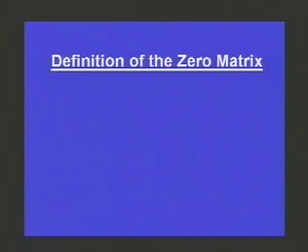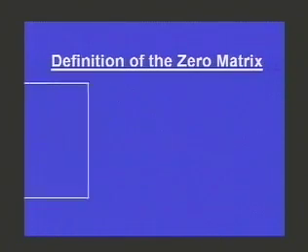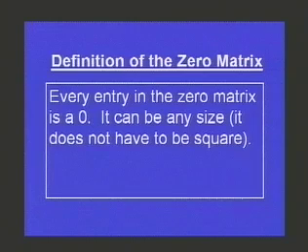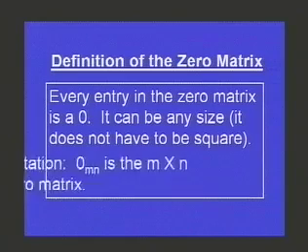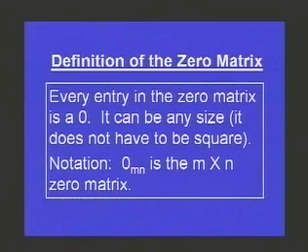Next we move to the zero matrix. The definition of the zero matrix is pretty simple, pretty predictable. Every entry in the zero matrix is a 0. You could have guessed that. It can be any size. It doesn't have to be square. The notation that we use, 0 sub mn, is the m by n zero matrix. In other words, it's the matrix with m rows and n columns, all filled with zeros.